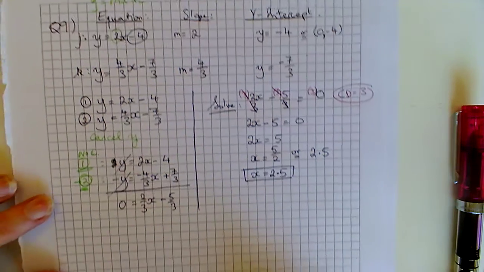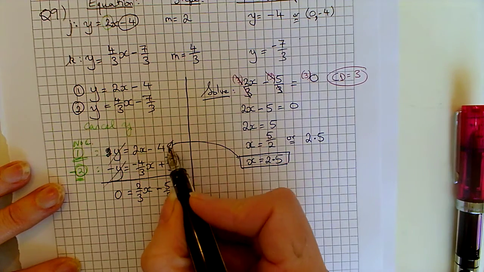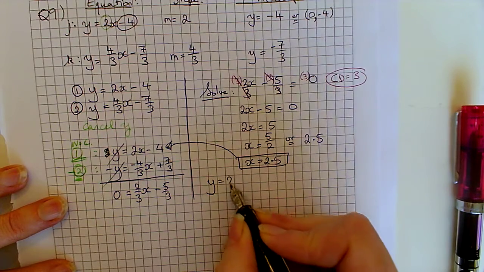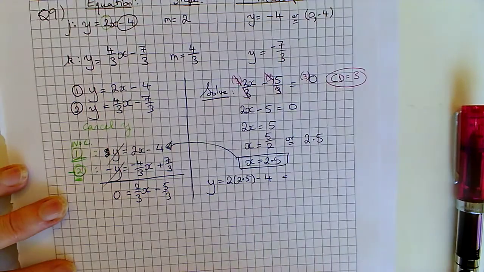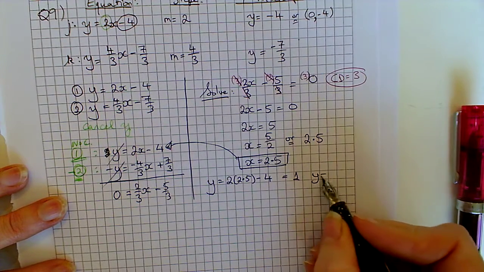What about the y value? We substitute it back in. It doesn't matter which one we pick. This one looks easier though. y is equal to 2 times 2.5 minus 4. You can type that into your calculator or work it out. That's 5 take 4, which is 1. So y is equal to 1.